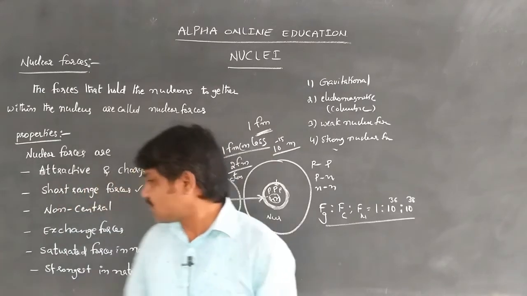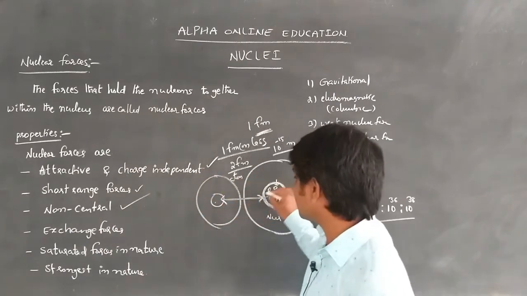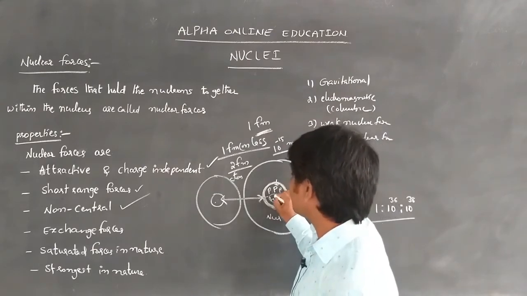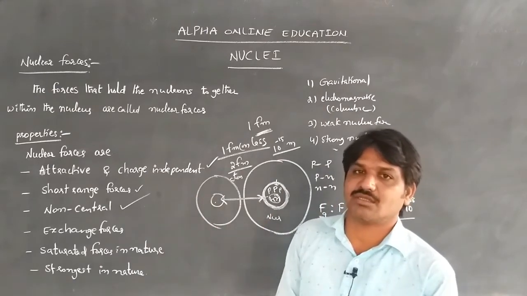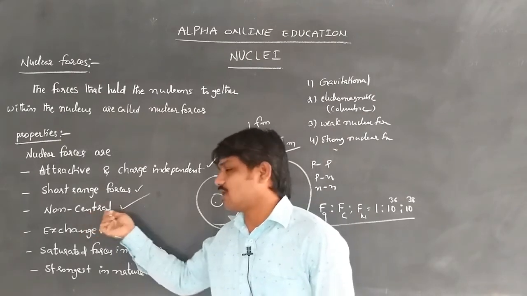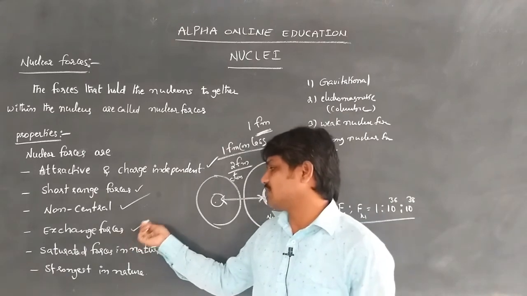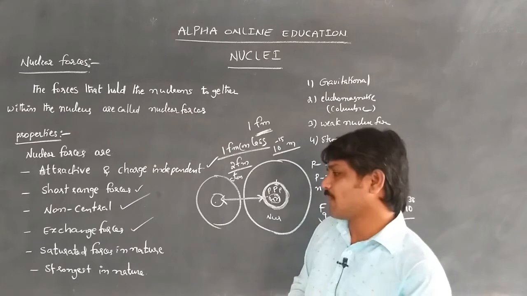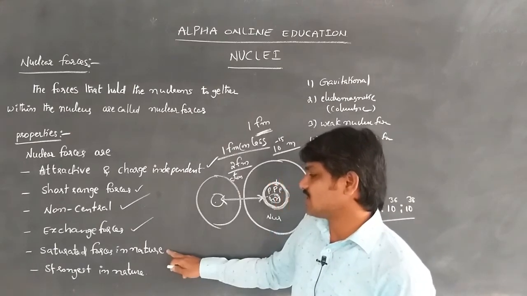The next one is non-central. Non-central means the nuclear force does not act only at the center. It also acts on another nucleus within short range. So we can say that nuclear forces are non-central forces. The next one is exchange forces. Here also, due to the attractive force, the force is exchanged between the nucleons. Then the next one is saturated forces in nature.